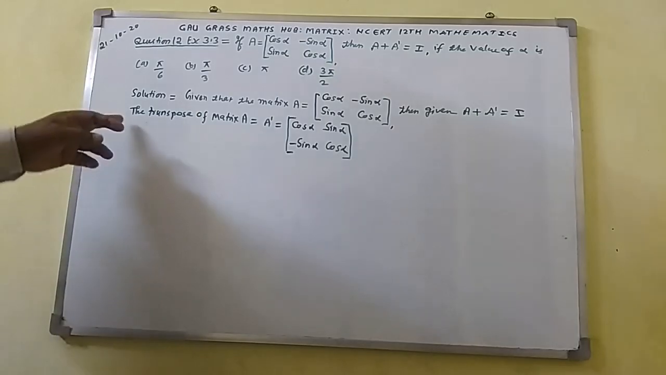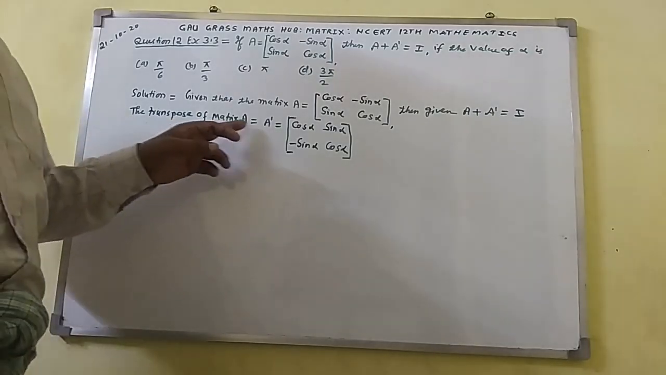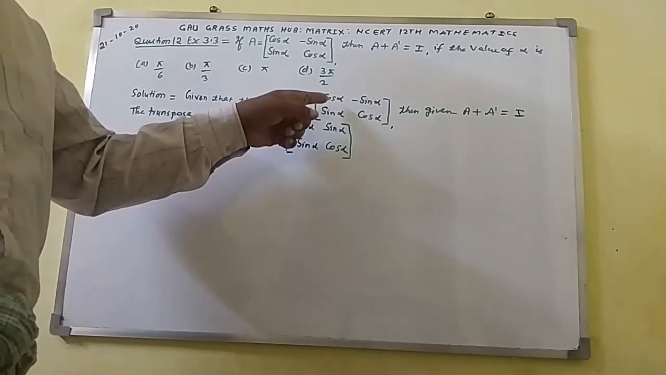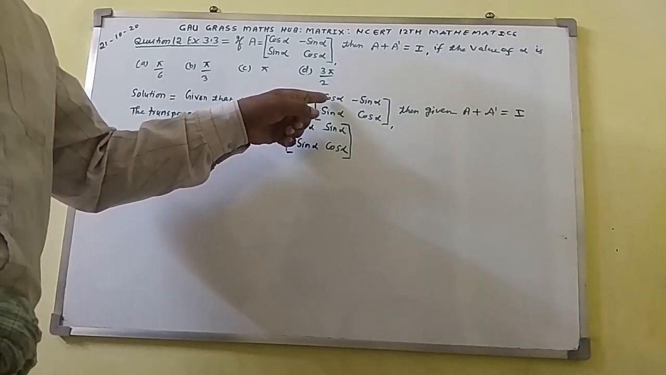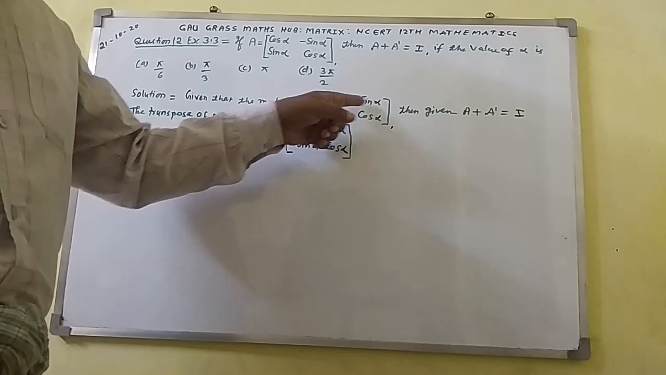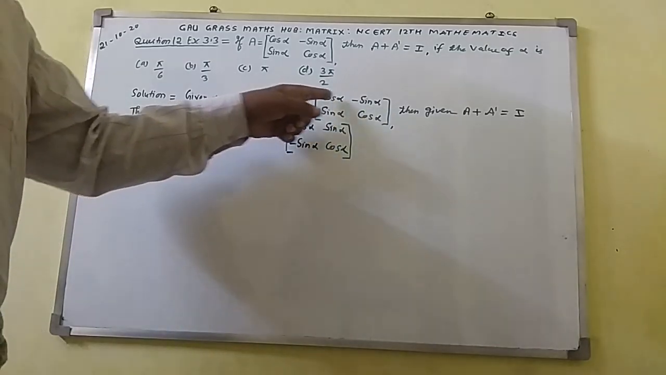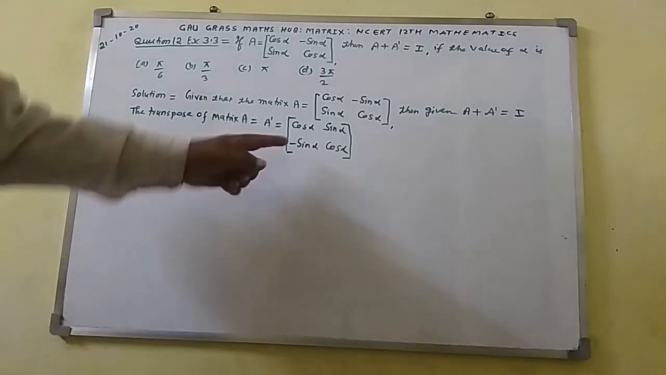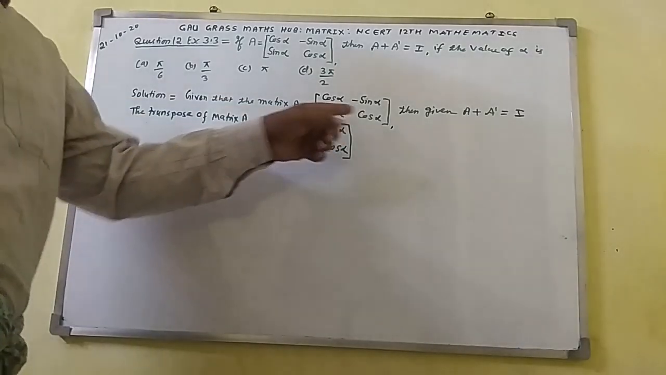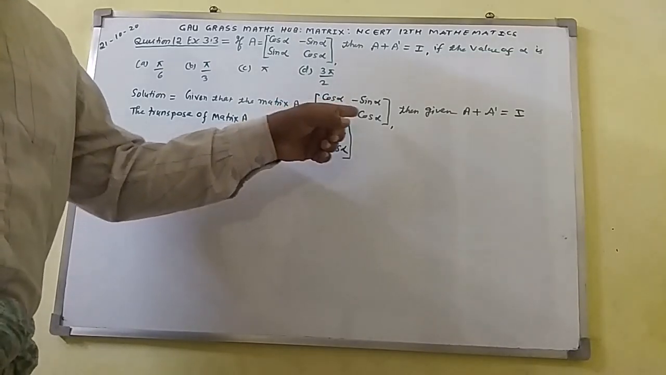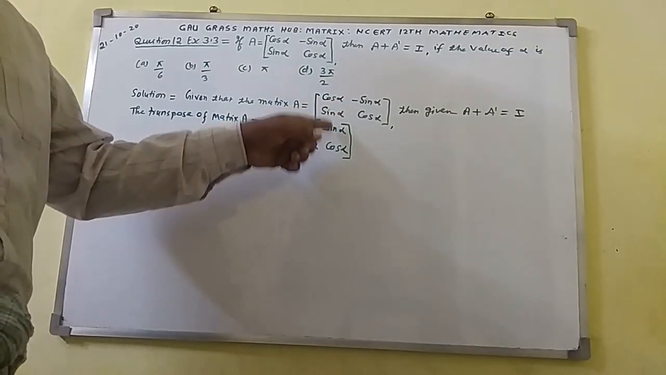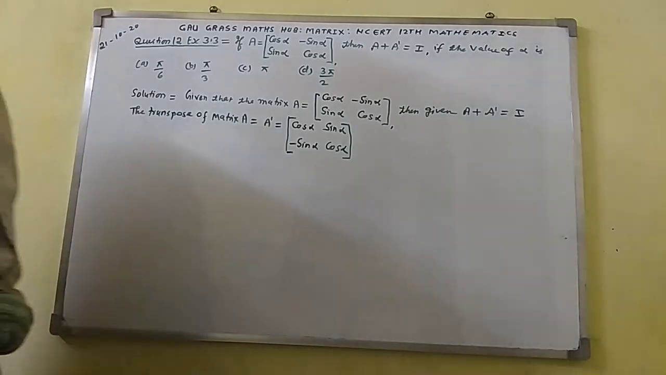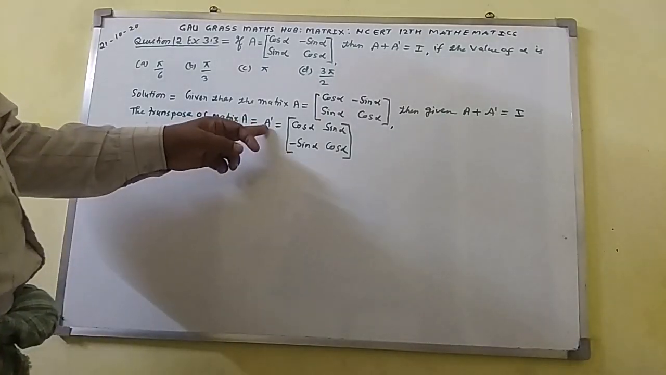So here I have got the transpose of the given matrix A, equal to A dash. The elements of the first row, cos alpha, minus sin alpha, become the first column. This is the second row. The elements of the second row become the second column, sin alpha, cos alpha. So that's why you have got the transpose of the given matrix A dash.